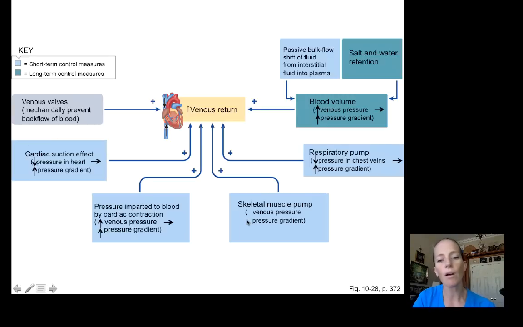So overall, there are many ways to change venous return. The skeletal muscle pump, the respiratory pump, increasing the cardiac suction effect, the valves helping to prevent backflow, and then also sympathetic nervous system input, which will increase the tone, and increases in blood volume, which are going to happen through hormonal mechanisms. All of that will increase venous return.